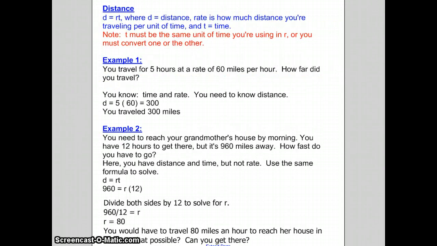Distance. Distance equals rate times time, where D is distance, rate is how much distance you're traveling per unit of time, and T is time. And remember, T again must be the same unit of time you're using in your rate, just like in interest.